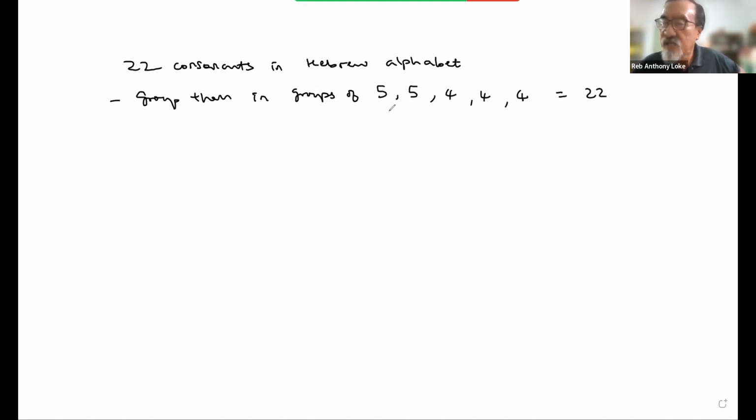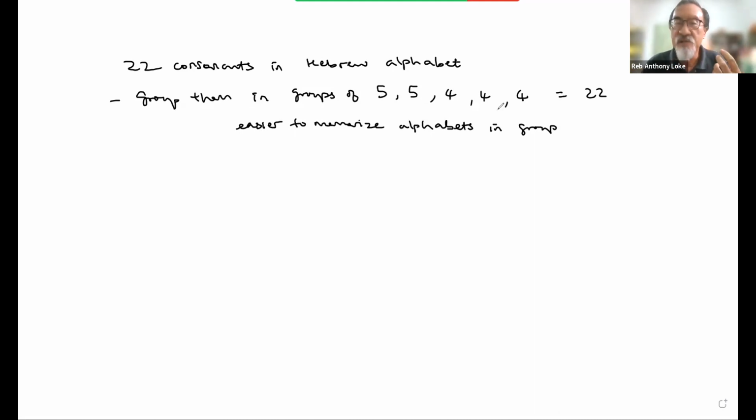Now, why group them? One reason is it's easier to memorize the alphabet in groups of letters. How do we learn the English alphabet? We also sing it. A, B, C, D, E, F, G, H, I, J, K, L. So we sing it. So one way to learn the Hebrew one is to also group them in groups of 5. And you find that it's easier to memorize them. 5, 5, 5, 4, 4.